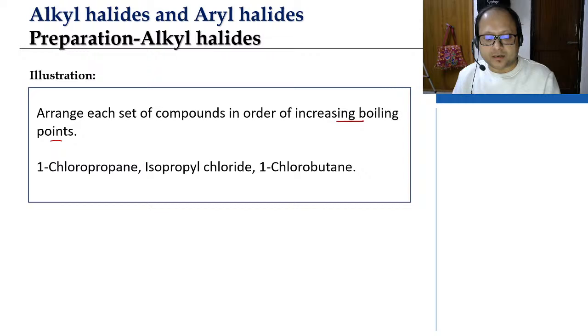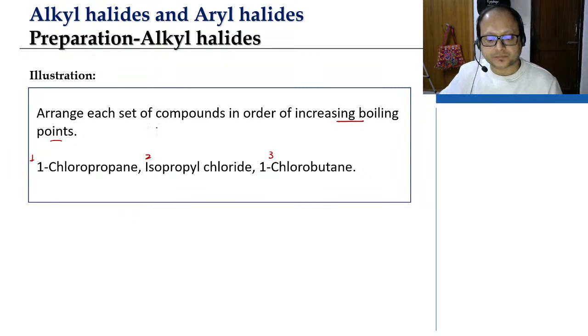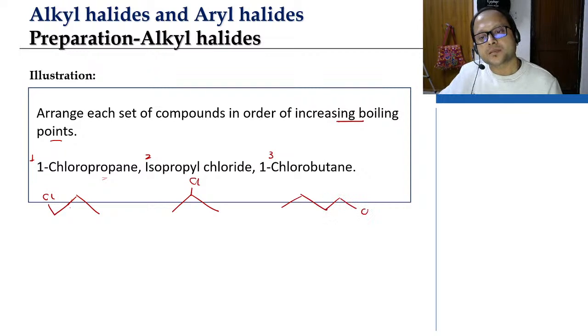Okay, now here go for the next one, this one. So again let me call it compound 1, compound 2 and compound 3. Increasing boiling order, increasing. So let me draw the structure along with them. 1 chloropropane. So you have got something like this. Isopropyl chloride is something like this. 1 chlorobutane. So this everything is chlorine.